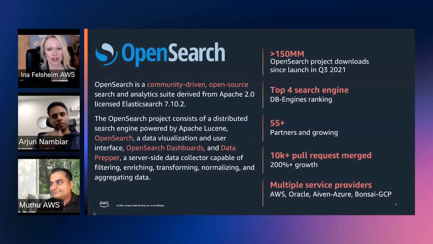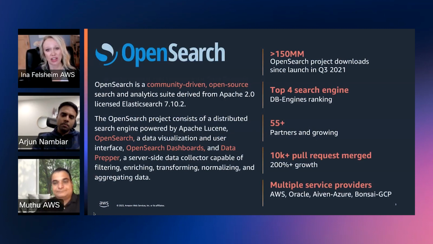The first question we get is just, what is OpenSearch? OpenSearch is an open source, community-driven engine for search and analytics. It has a few major components. Number one, the engine, which is OpenSearch. Number two, a visualization and UX interface, that's OpenSearch Dashboards. And the third component is Data Prepper. Data Prepper helps you with that ingest pipeline. So those are the three big components of OpenSearch.